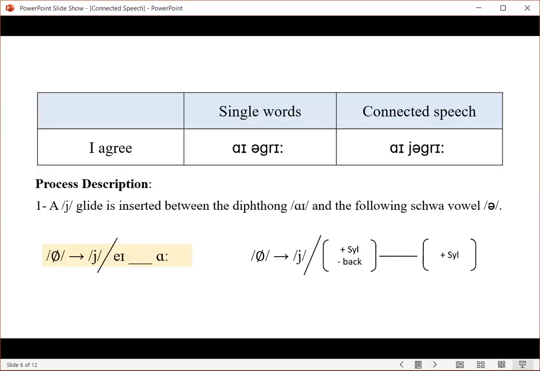In connected speech, a "ya" sound is sometimes inserted between two vowel sounds to ease the transition. For example, in the phrase "I agree," we often hear a "ya" linking the vowels at the word boundary. This helps the speech flow more naturally.